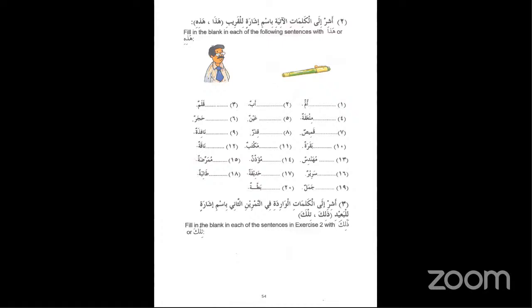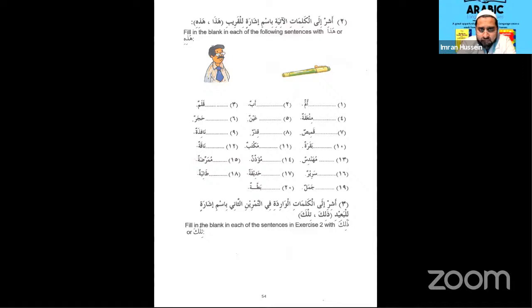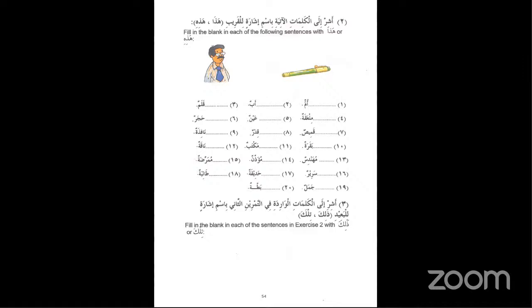Hadha qamisun, this is a shirt. Hadha qidrun. Hadhihi, I'm sorry. Hadha qidrun. Hadhihi. Correct. I forgot the meaning of qidrun. Hot. Okay. Hadhihi nafidhatun, this is a window. And hadhihi baqaratun, this is a cow. Excellent. Sister Shalina.